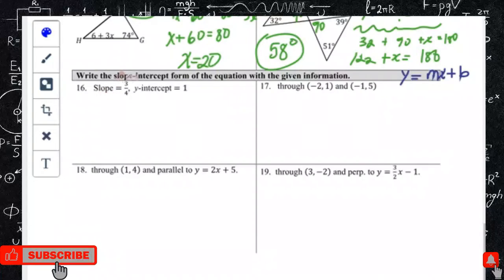So 16, they gave us the slope. They gave us the y-intercept. It doesn't get any better than that. Slope is m. Y-intercept is b. So whenever they give you that, you don't have to calculate. You just plug in. So y equals 3/4 x plus 1. And that's it, 16.